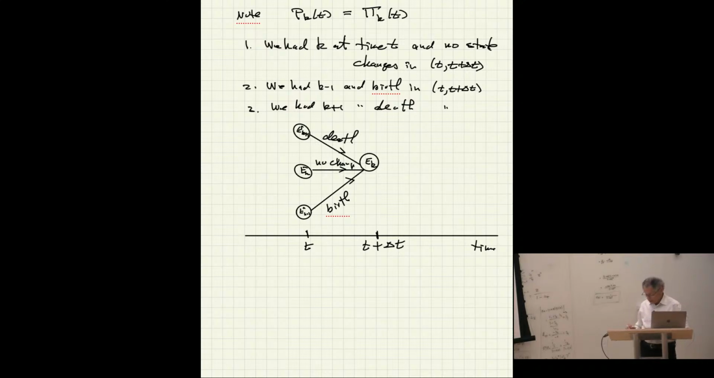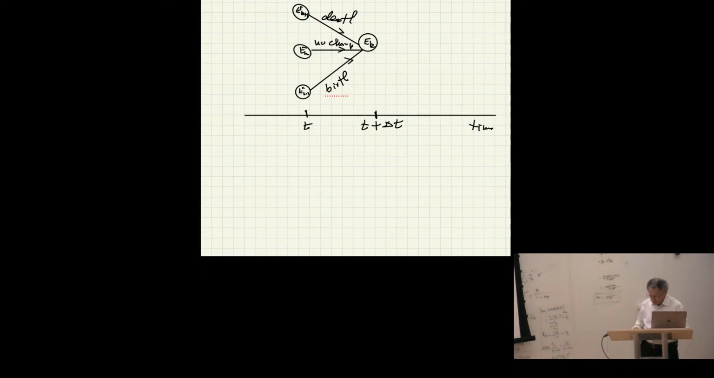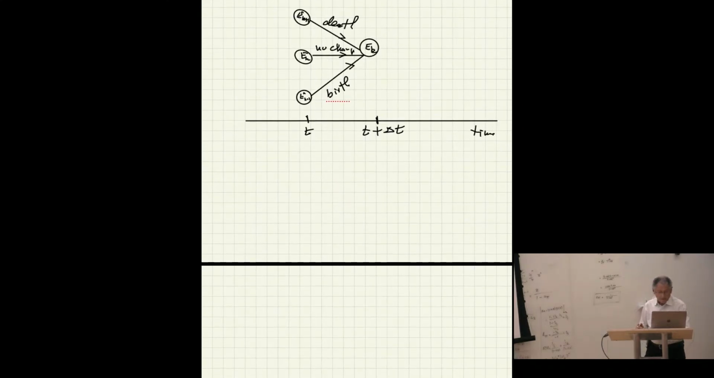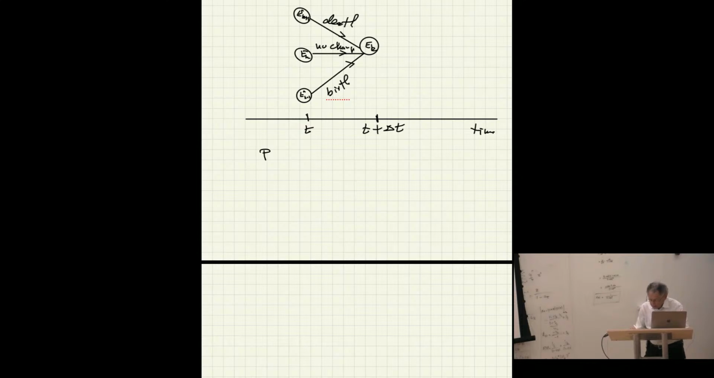So let's use the things we've learned and write down the equations that matter. What's the probability that I'm in state k at time t plus delta t? It's equal to the probability that at time t I had k, and I went from k to k in delta t.